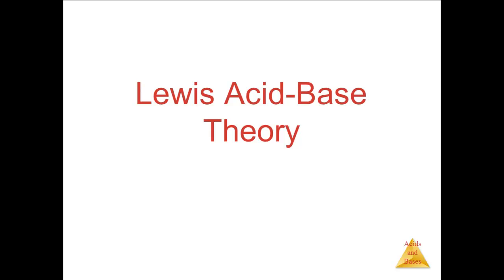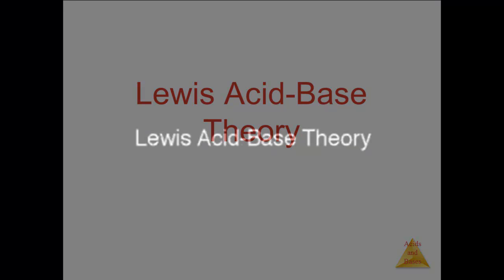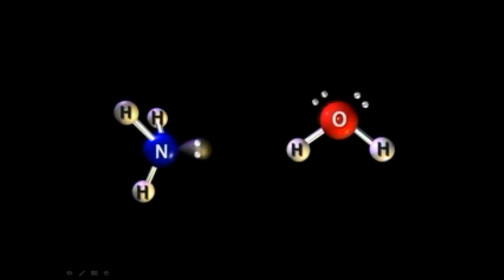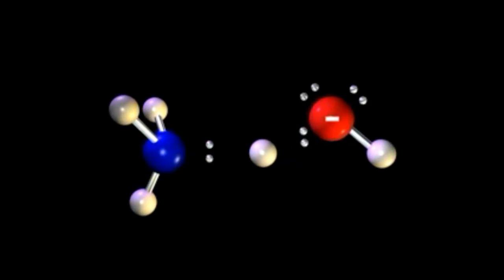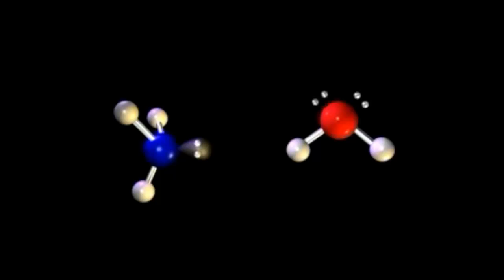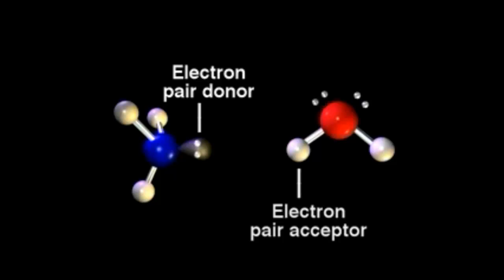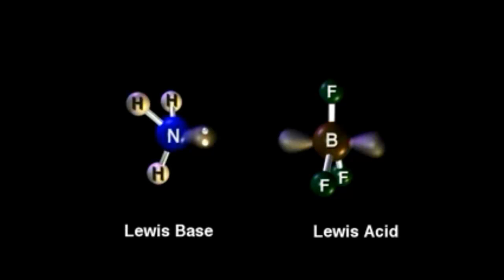Lewis acid-base theory. Ammonia is a base in the Bronsted sense because it acts as a proton acceptor. For example, it accepts a proton from a water molecule to form the ammonium ion and hydroxide ion. In the Lewis acid-base theory, the emphasis is on the electron pair. Ammonia is a base because it acts as an electron pair donor toward the proton. The proton is an acid because it acts as an electron pair acceptor.